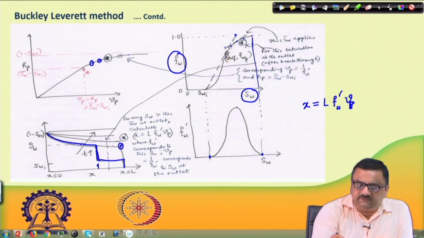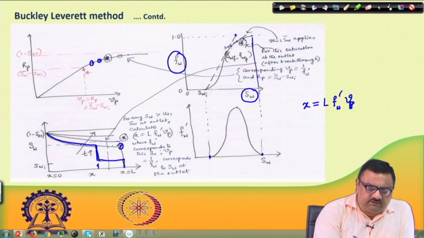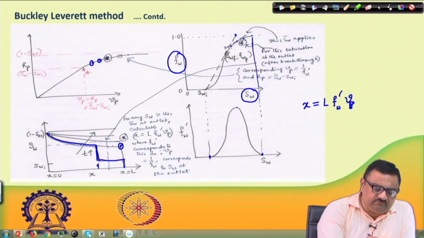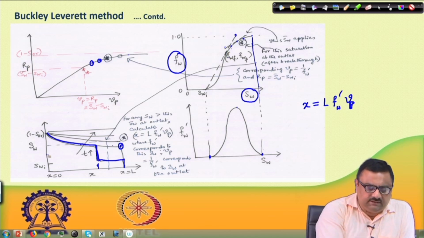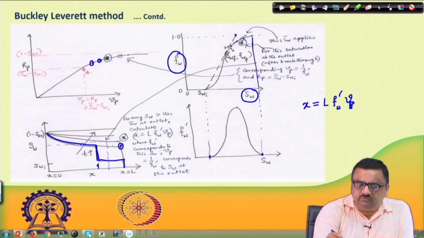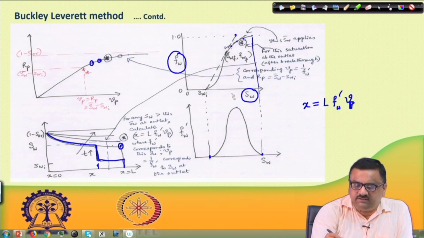So, that S w f is fixed. So, all saturations on the upstream side would be greater than S w f. So, for any saturation packet you pick up, how far will that travel? You have to find out what the corresponding S w f is, and then one has to draw a tangent or use this curve to find out what f w prime is.